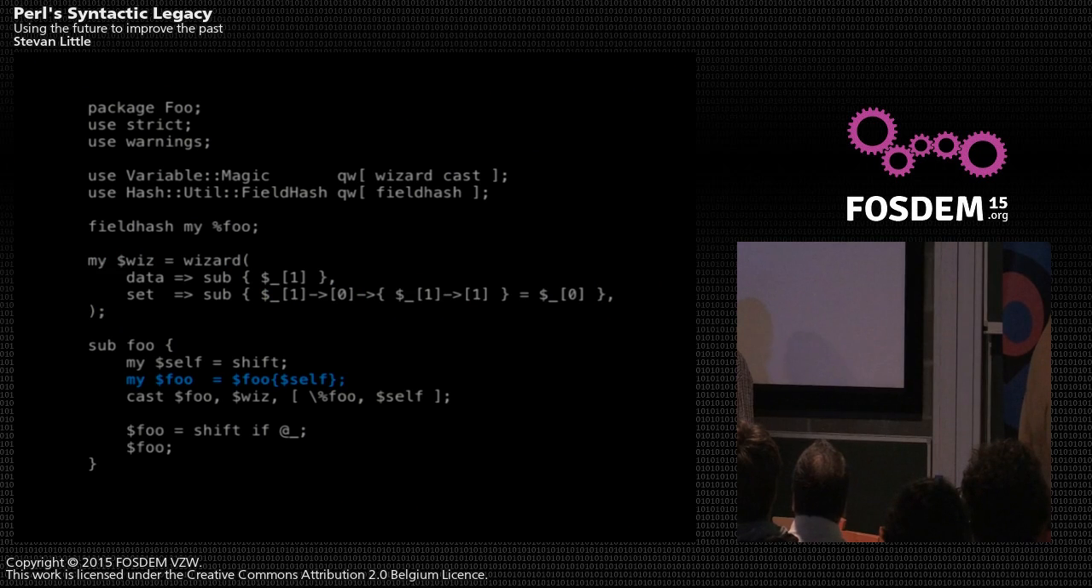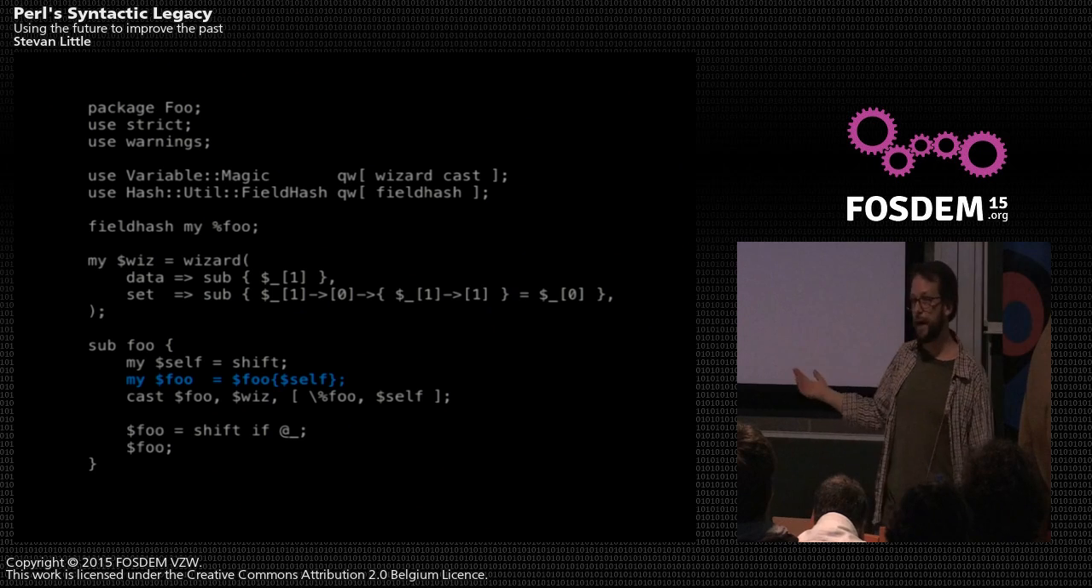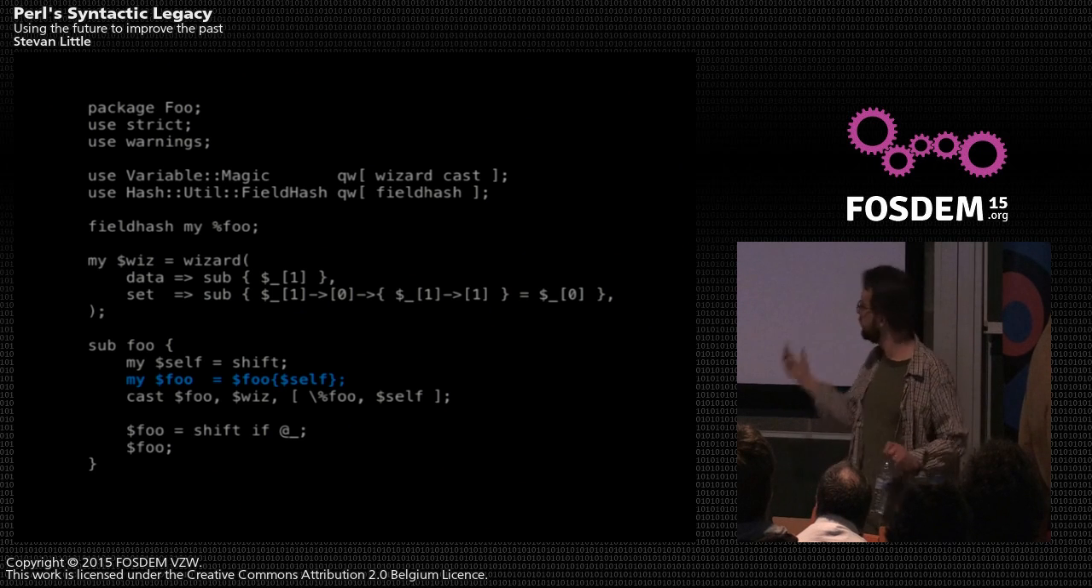This is how, with inside-out objects, you get out your data for your instance. So I got that, great. But of course, it's a copy, so any changes I make don't work. That's where the magic comes in.